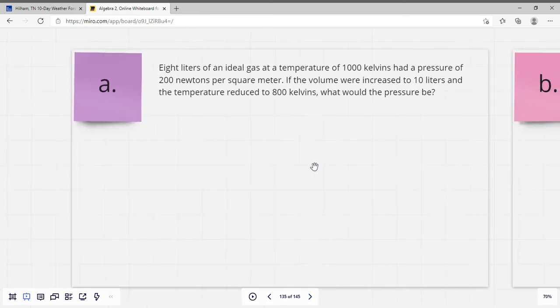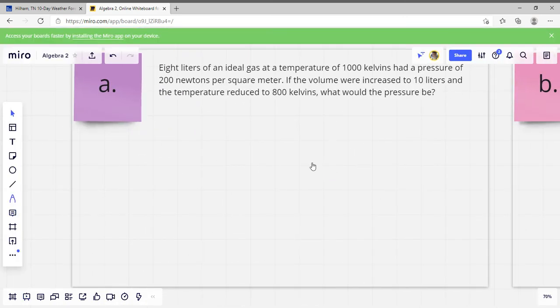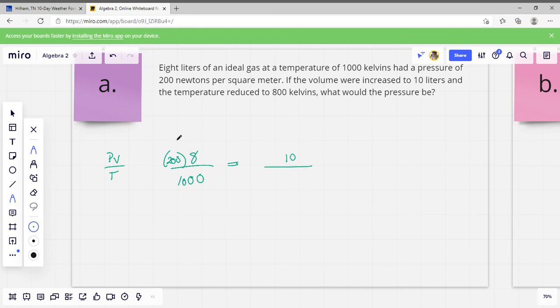So hopefully you pause the video and work the practice problems. There are only 2 of them. 8 liters of an ideal gas was at a temperature of 100 Kelvin. So first thing we're going to do is I'm going to write PV over T. Okay, so 8 liters of an ideal gas, that's going to be my volume, 8, was held at a temperature of 1,000 and had a pressure of 200. If the volume were increased to 10 liters and the temperature reduced to 800, what would the pressure be?